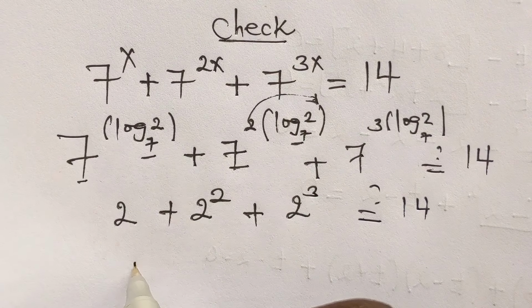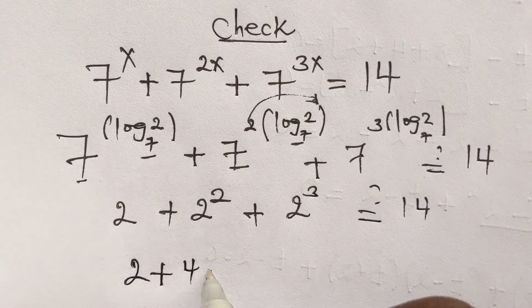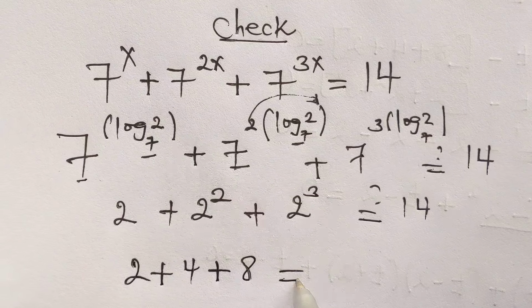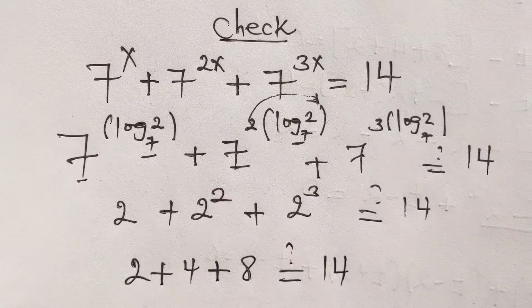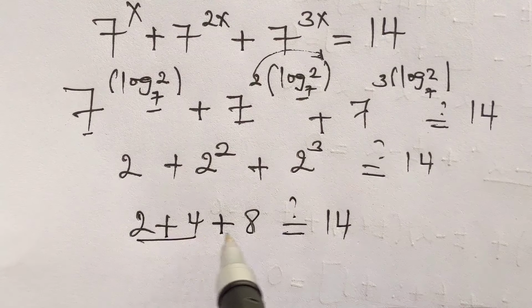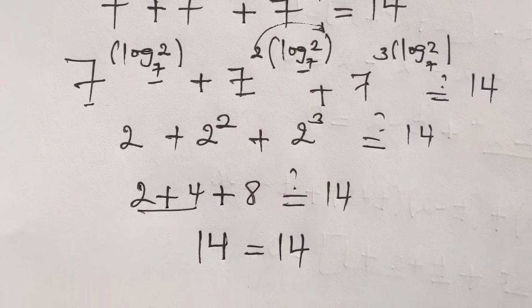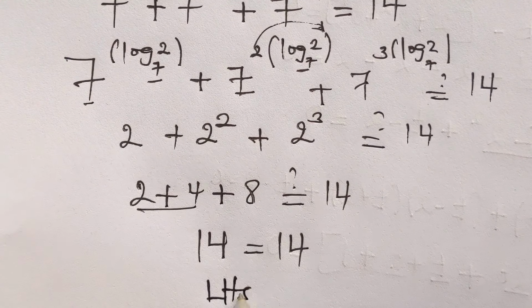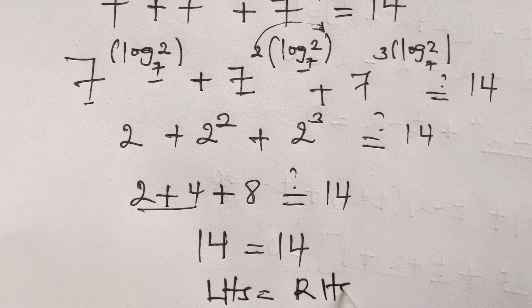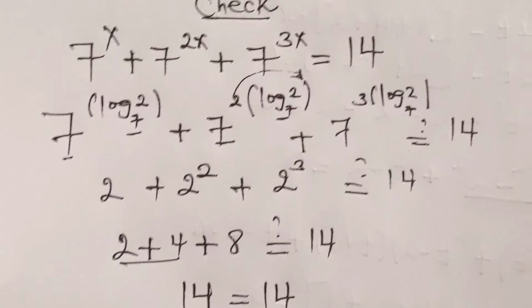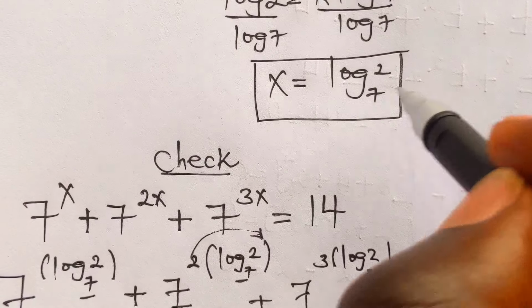And we have 2 plus 4 plus 8, which is equal to 14? So this is 6 plus 8, 14 equals 14. Then left hand side equals right hand side, to mean that our value of x is correct.